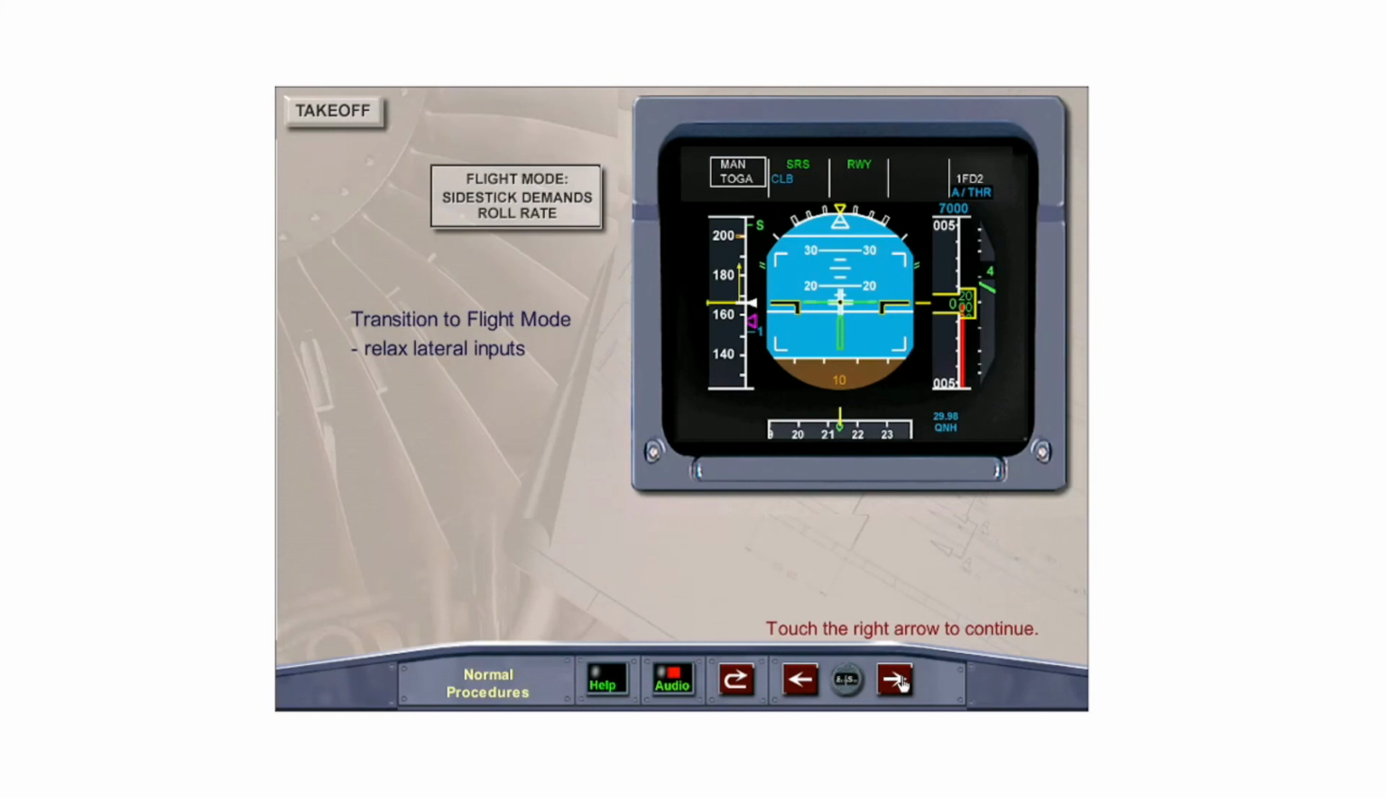At VR, smoothly rotate the aircraft into the pitch command bar. At liftoff, as the aircraft transitions to flight mode, any lateral inputs used to counter the effects of strong crosswind must be relaxed to prevent the aircraft from rolling and to maintain wings level. This ensures a smooth transition to flight mode. Remember, in flight, lateral side stick inputs demand roll rate.